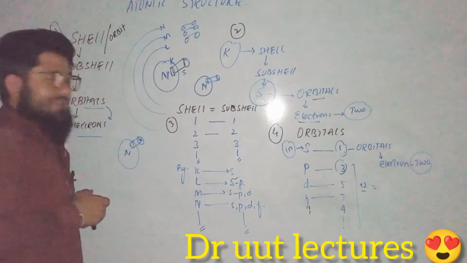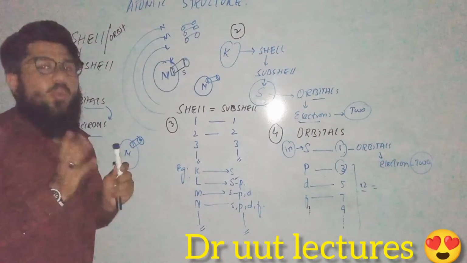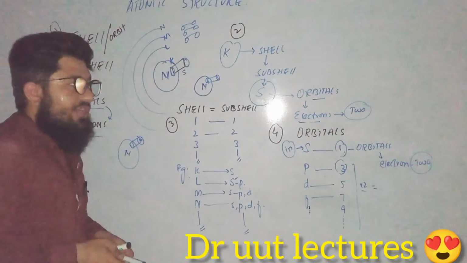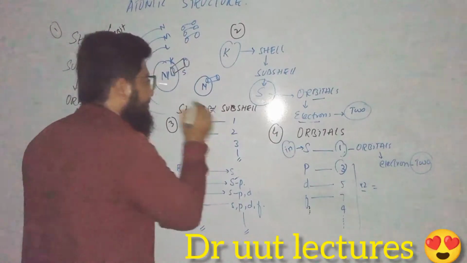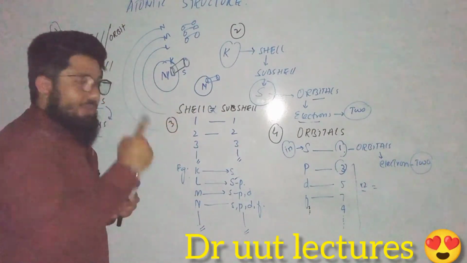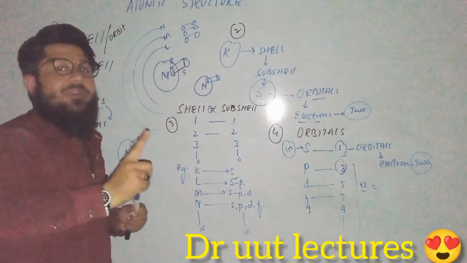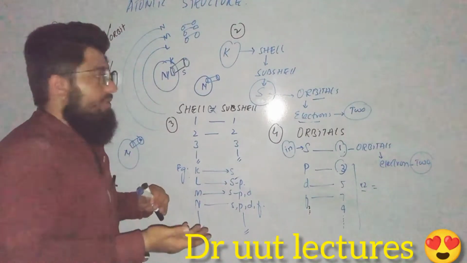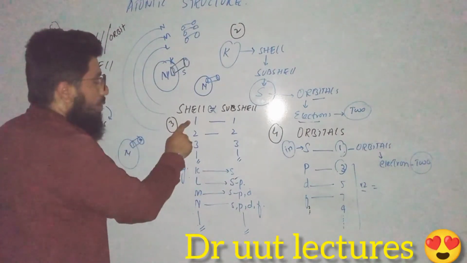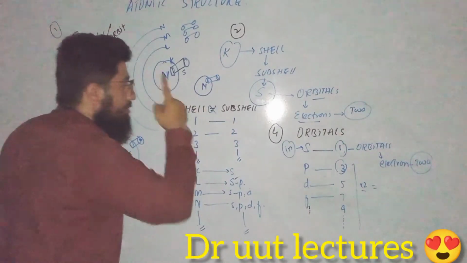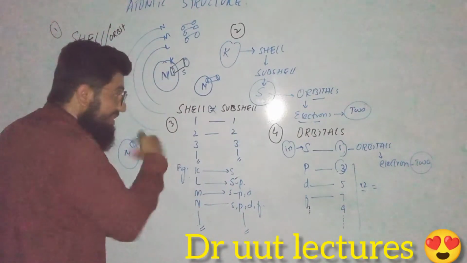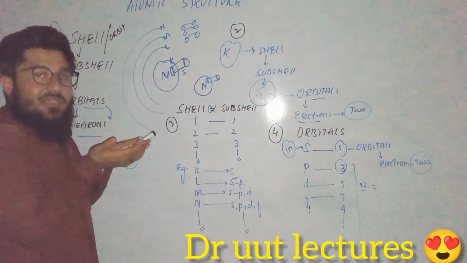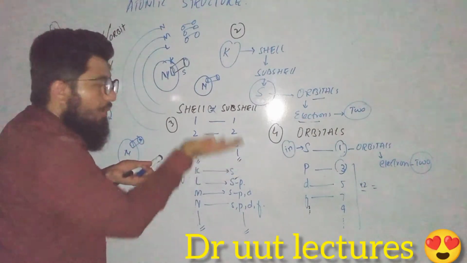Now a question arises: how many subshells are there, and how many shells are there? Very simple answer. Shell is equal to subshell, meaning they are directly proportional. You can write here, directly proportional. When we talk about the first shell, we are talking about the first subshell. As you increase the number of shells, the number of subshells increases. One shell, one subshell; second shell, two subshells; third shell, three subshells; fourth shell, four subshells. Along with the increase in shells, there is an increase in subshells.